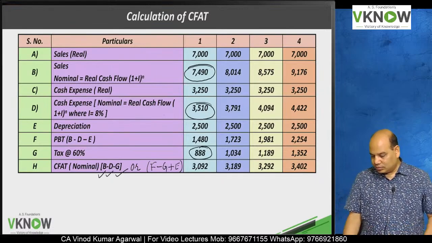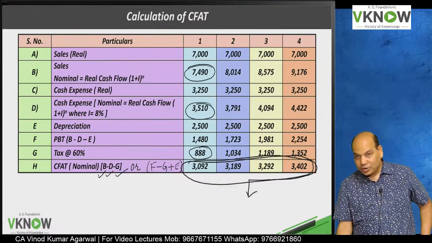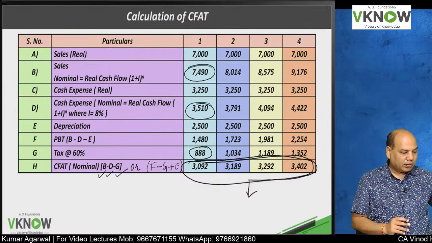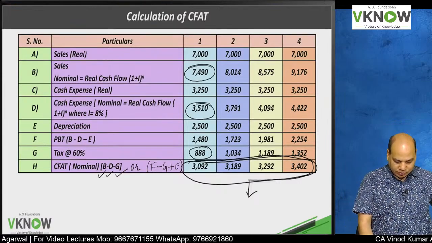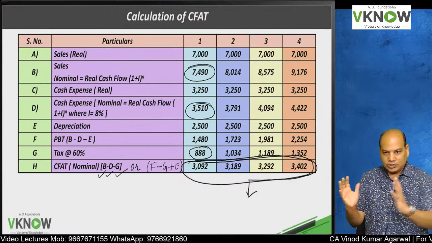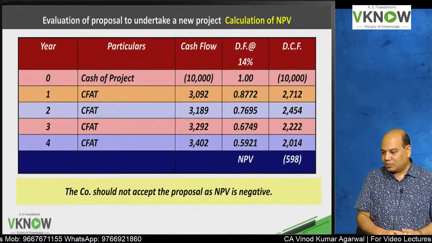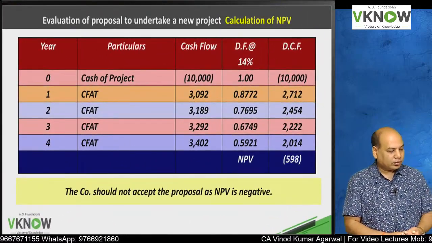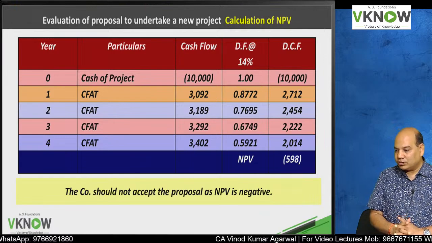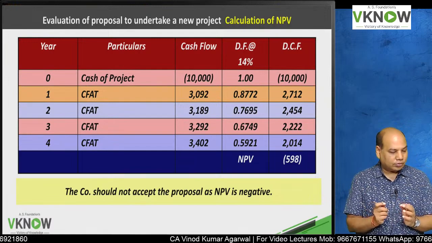Please transfer these 4 numbers to the main answer where we have to compute NPV. Transfer it and compute NPV. My job is done. So the student will now find out the NPV. Take these numbers to the main page, discount at 14% and find the present value. So we are on the main page right now. CFAT: 3092, 3189, 3292, 3402.